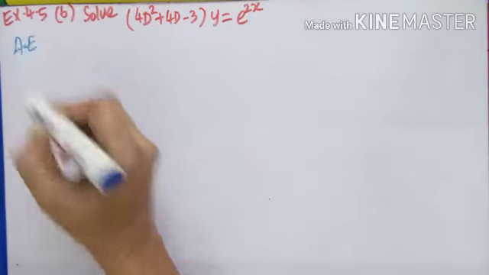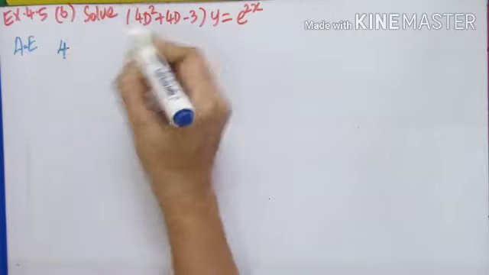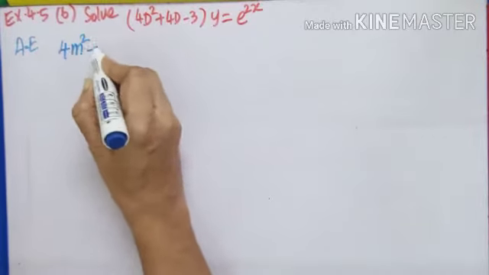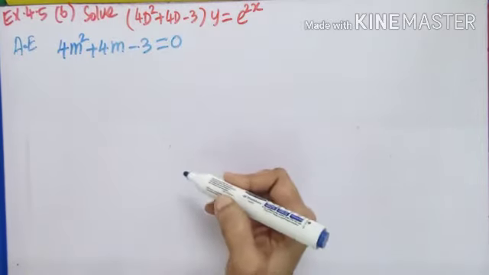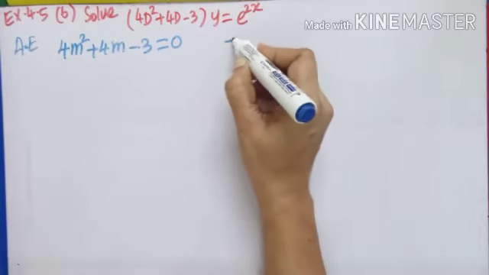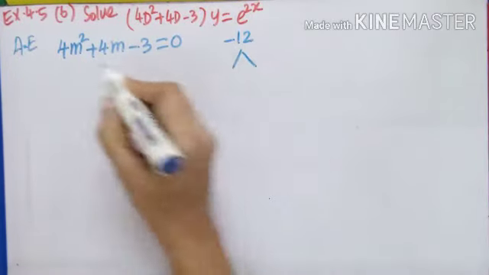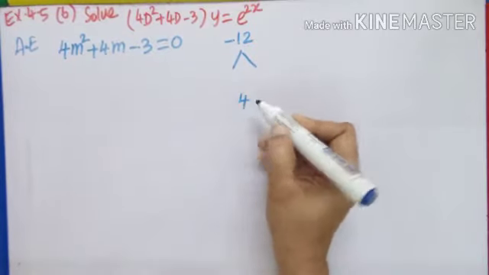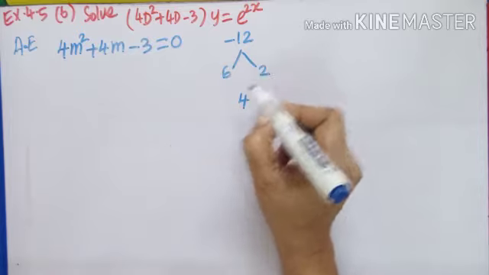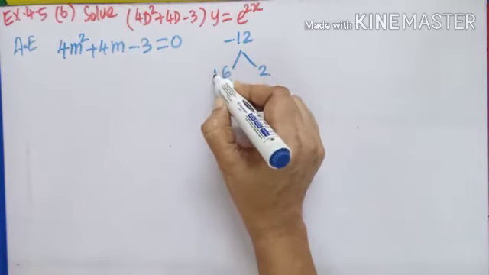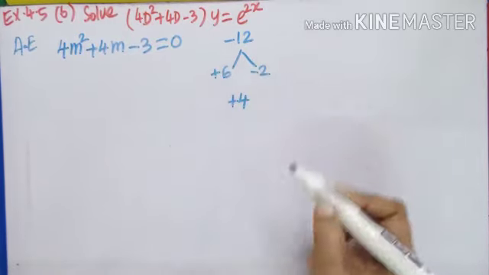Writing the auxiliary equation. 4D square plus 4D minus 3 equal to 0 becomes 4m square plus 4m minus 3 equal to 0. Now we are going to solve for it. 4 into minus 3 is minus 12. And what are the two numbers? 6 and 2. I have plus for the bigger number and minus for the smaller number.